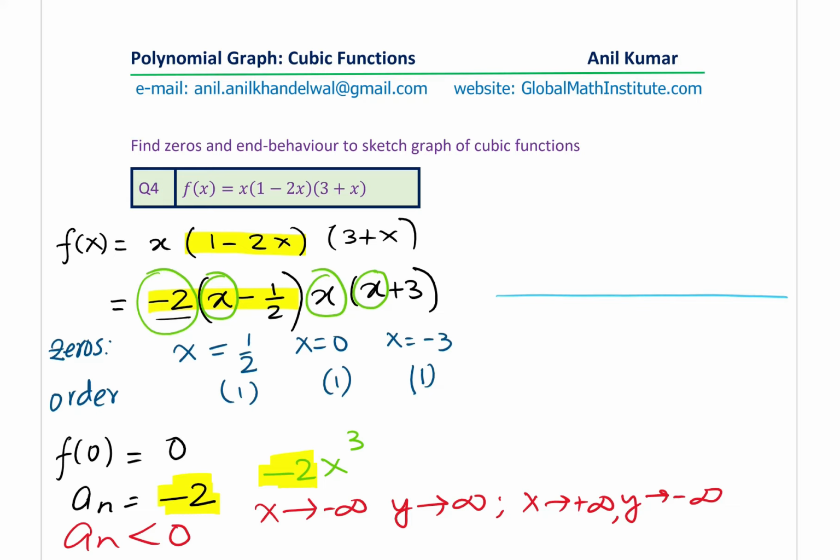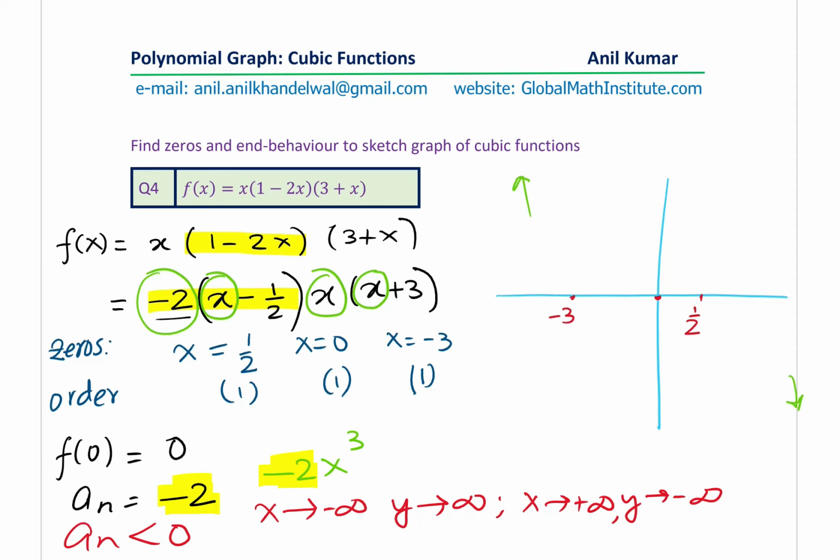We have three zeros: one at minus 3, the other one at the origin, and then at plus half. Let's begin by marking our end behavior, which is this time from quadrant 2 to 4, right? Since the leading coefficient is negative. Zeros are at half, 0, and minus 3. So let's mark minus 3 first, and then 0, and then half.